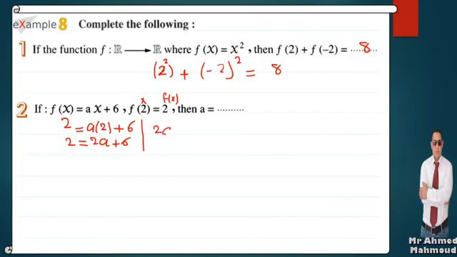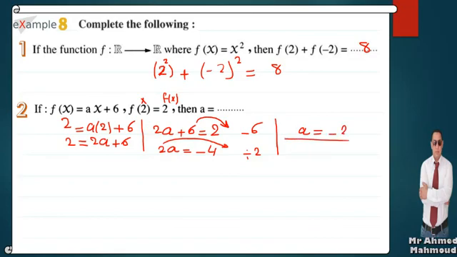Okay, I will switch the equation to be easier. Then 2a plus 6 equals 2. I will send 6 there to be negative 6. Then 2a equals 2 minus 6 equals negative 4. And then I will send 2 there as divided by 2. Then a equals negative 4 divided by 2 equals negative 2. And this is the value of a. It's negative 2.